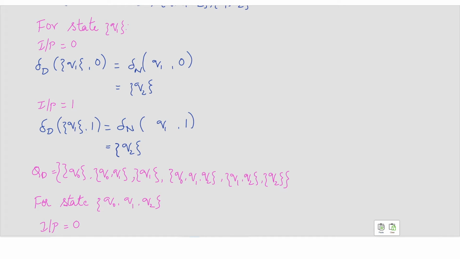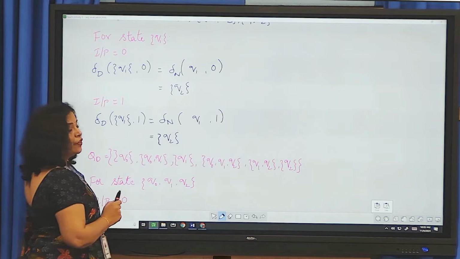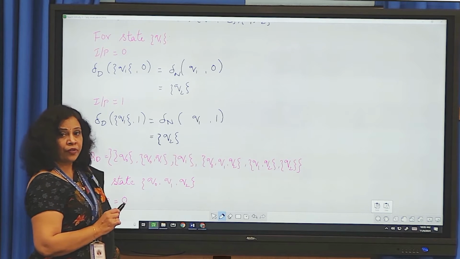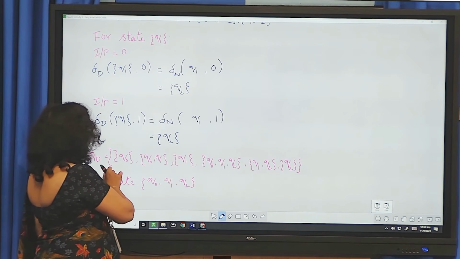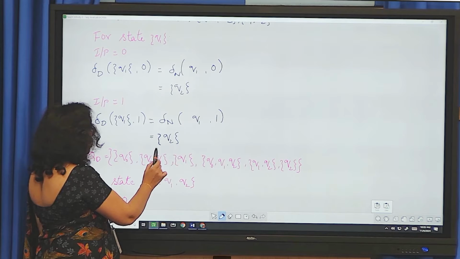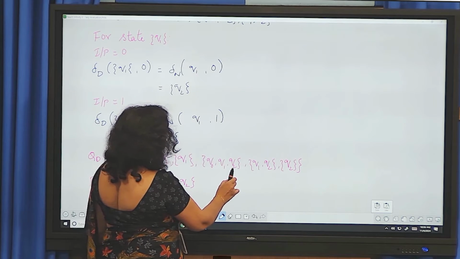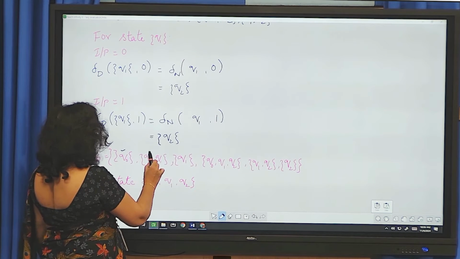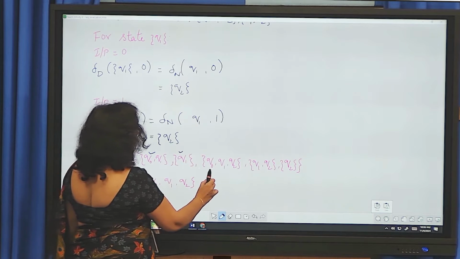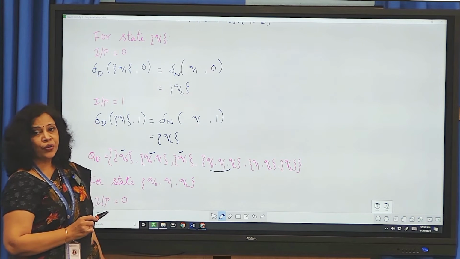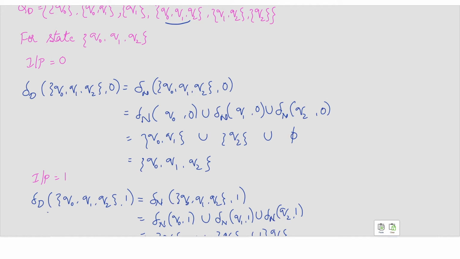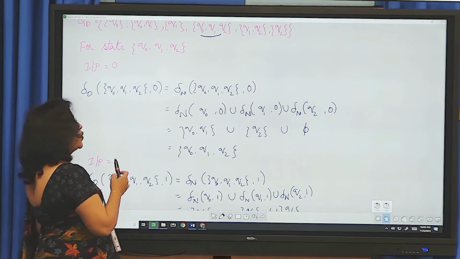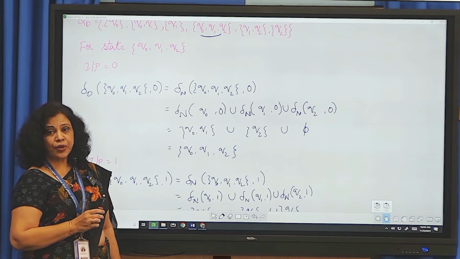Now, check for state Q2, whether it is already in QD. If it is already in QD, fine. If not, we have to add it to QD. So, QD will be equal to Q0, Q0 Q1, Q1, Q0 Q1 Q2, Q1 Q2, Q2. So, now we are done with this. We will have to consider Q0 Q1 Q2. So, consider the state Q0 Q1 Q2. So, we will have to apply the inputs 0 and 1.